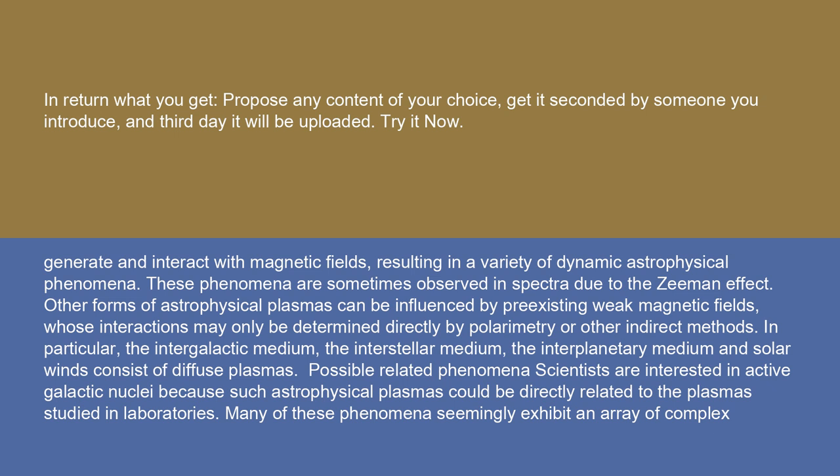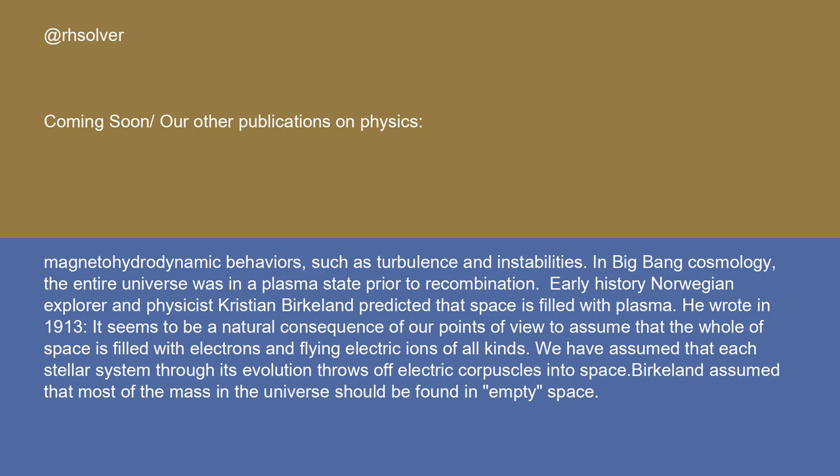In particular, the intergalactic medium, the interstellar medium, the interplanetary medium, and solar winds consist of diffuse plasmas. Possible related phenomena: scientists are interested in active galactic nuclei because such astrophysical plasmas could be directly related to the plasmas studied in laboratories. Many of these phenomena seemingly exhibit an array of complex magnetohydrodynamic behaviors, such as turbulence and instabilities. In Big Bang cosmology, the entire universe was in a plasma state prior to recombination.